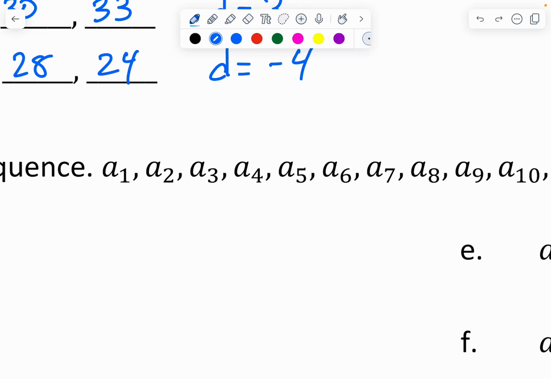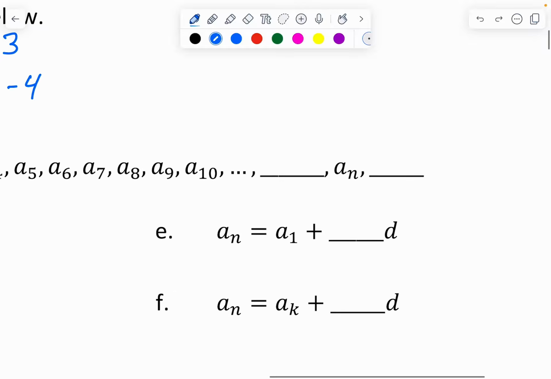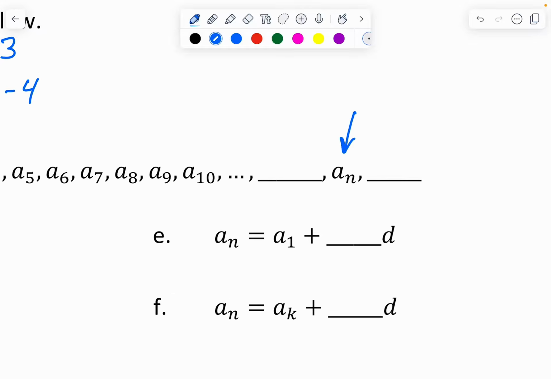So when I list them out, I put a ton of them on the paper on purpose. We've got a sub 1. I went all the way out to a sub 10 so that you could see something in just a minute. We get to some random term, and that's the nth term of our sequence. It becomes like our general form, which we'll talk about in a minute.